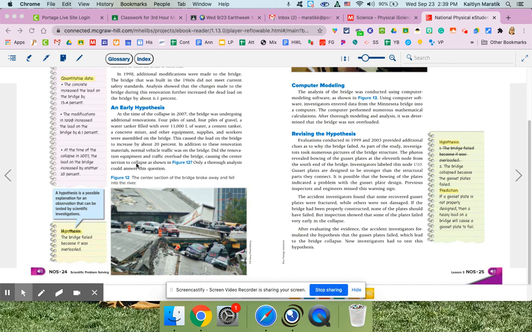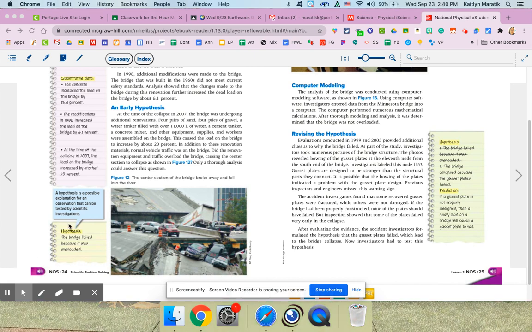Did the renovation equipment and traffic overload the bridge, causing the center section to collapse? Only thorough analysis can answer this question. So the hypothesis here is the bridge failed because it was overloaded.